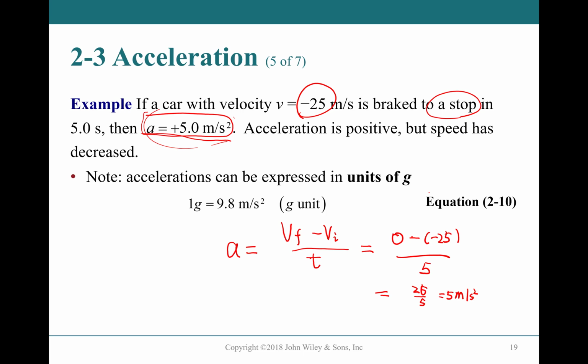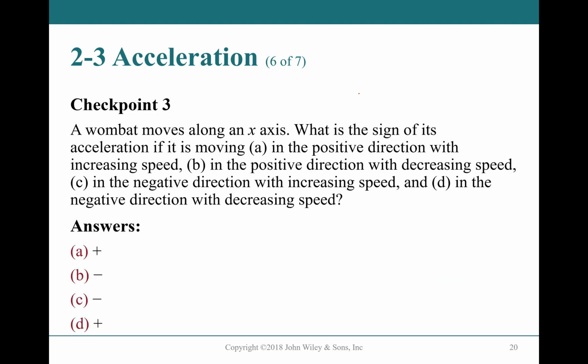So this is our acceleration. So here, our acceleration is positive, but you take a look at the absolute value of your velocity. Absolute value of this is 25, but then it goes to 0. So the absolute value of velocity is speed. So speed actually goes from 25 to 0. That's why your acceleration is positive, but your speed going from 25 to 0 is decreasing. So this is that.